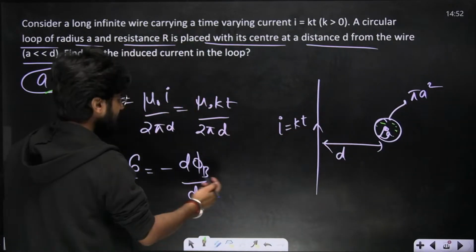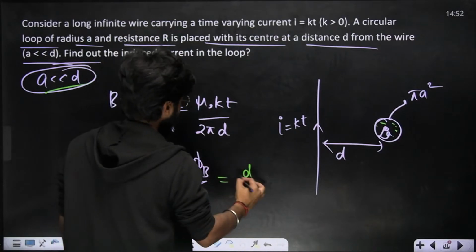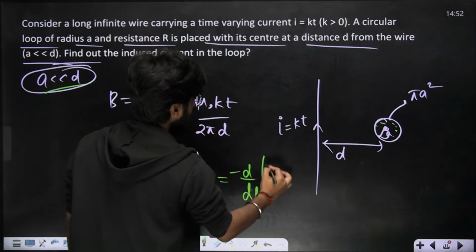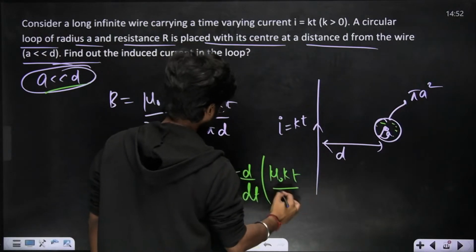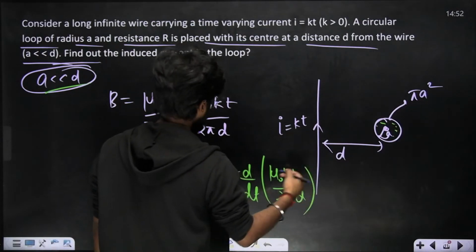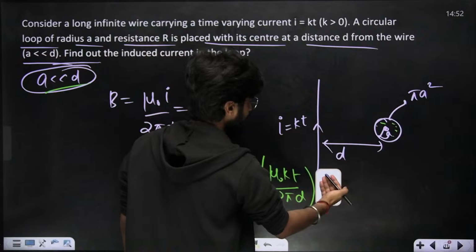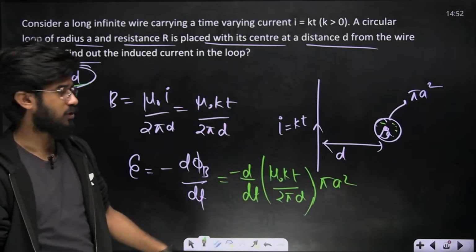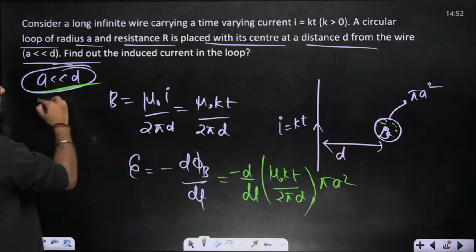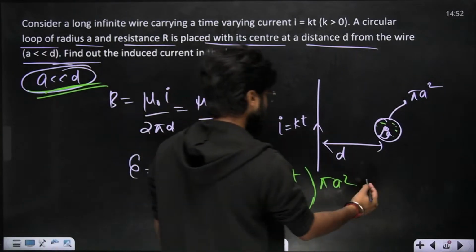So we can write d by dt of phi B, that is mu naught k t divided by 2 pi d, into what is the area? Area is simply pi r square, so pi a square. Done. Now the question is solved. This was the trick in this particular question. So now just solve it.